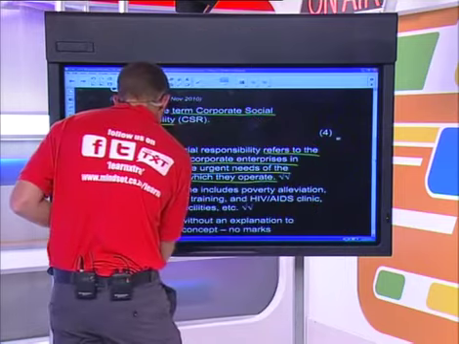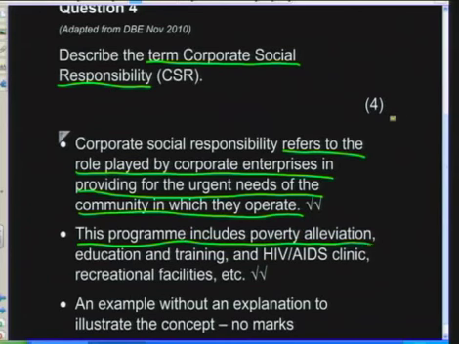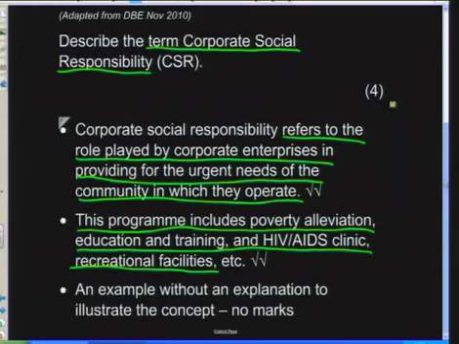This program includes poverty alleviation, education, training, HIV and AIDS clinics, and recreational facilities. All right. So that's quite an important thing. We've got to make sure that we give something back to the community. We don't just want their workers, but we want the community to flourish, and we can do that by giving them parks. You might see in a lot of the inner city areas around the country, especially in Johannesburg, companies that will fix up a park and give that to the community so that the community's got somewhere to go, somewhere to relax and enjoy the sun. That's a big thing. That's giving back to the community.